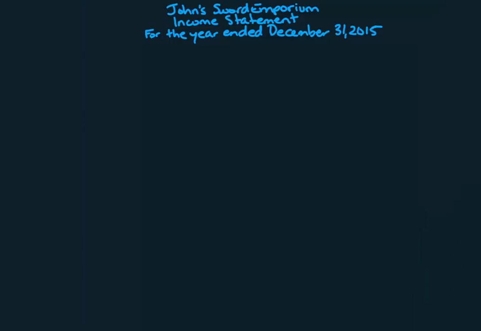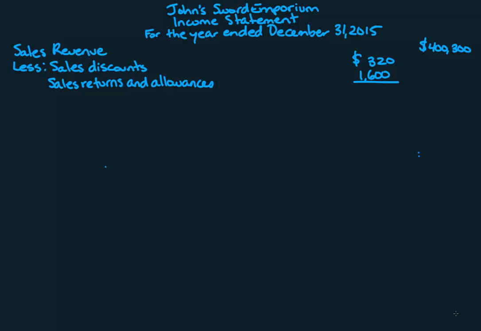Our income statement is going to begin the same way with the three things at the top: company name, income statement, and for the year ended, and the date. We start with our revenue, just like we did before, but now we have a couple new accounts. We have sales discounts and sales returns and allowances that we need to deduct from our sales revenue. So we're going to add those up and deduct them from our sales revenue. Sales revenue minus sales discounts and sales returns and allowances is going to give us a number called net sales revenue. This gives us net sales revenue of $398,380.